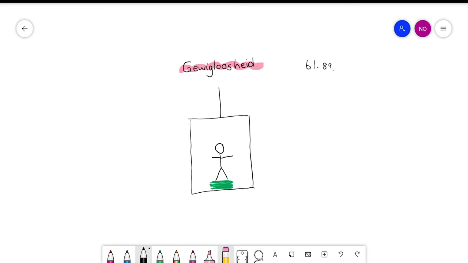Now, if this lift is just standing still, then it means that the reading on the scale will be exactly equal to the weight of the man. Okay. So we're going to call this R for reading on the scale.